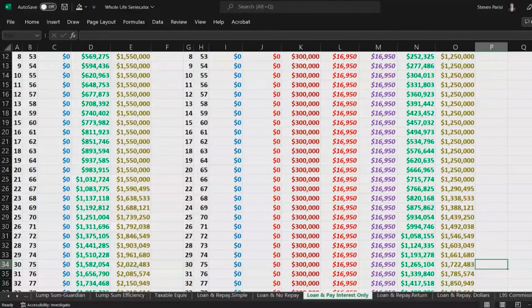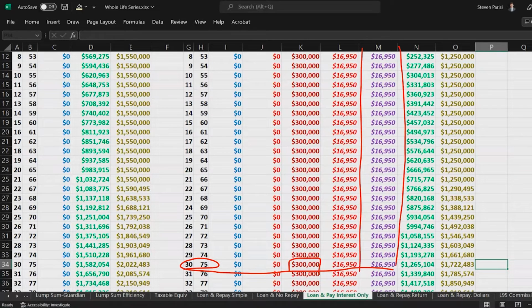What's your loan balance here? Loan balance at 75, $300,000. Because you have paid the loan interest every single year that it's been due in this particular example. Your cash value is 1,265, so over $1.25 million, and your death benefit is $1.7 million. Guess what happens if you pay off the loan? It's restored to these values right here.